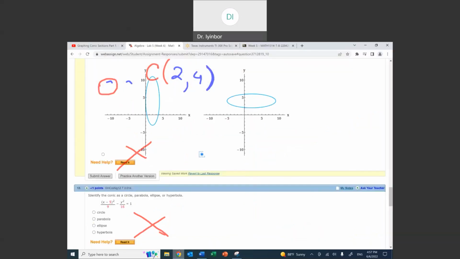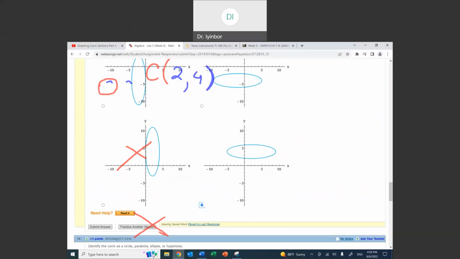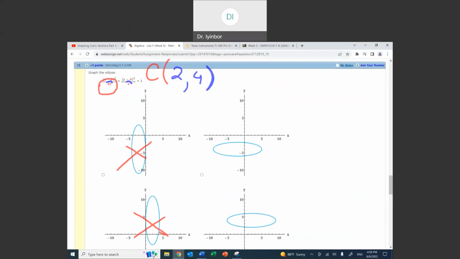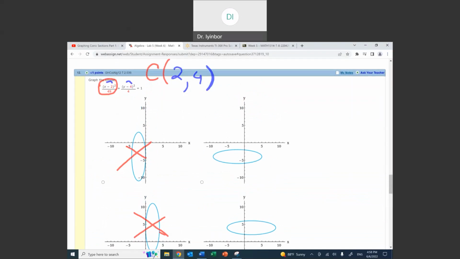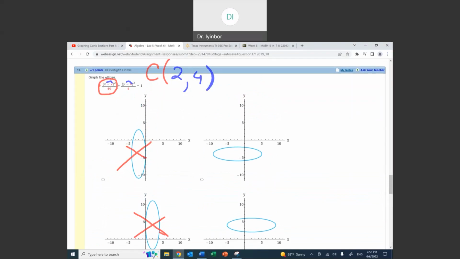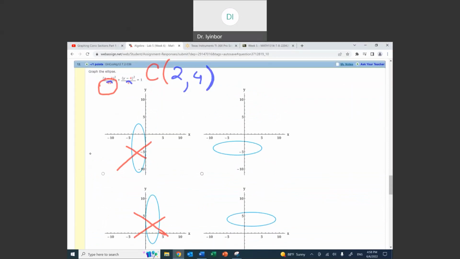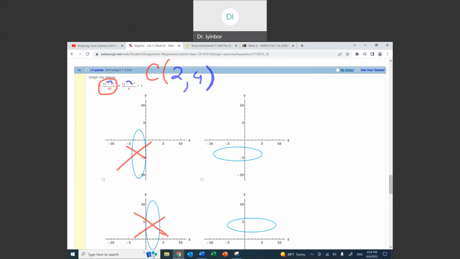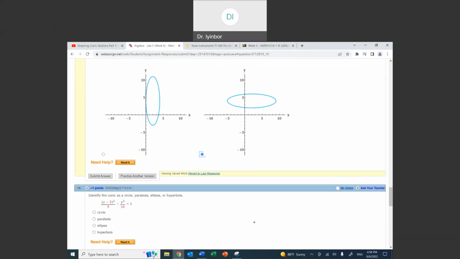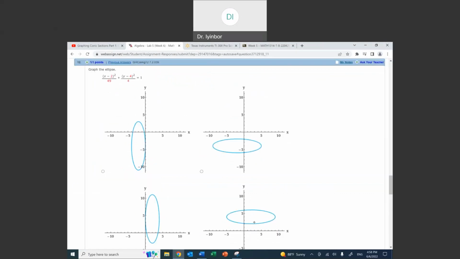And looking at this, which one is going to be my answer? One of those two. The center here is going to be over here somewhere, right? And this point is not 2 and 4. 2 and 4 is in the first quadrant. See the center here, 2 and 4 looks more like this. So this is going to be my answer. And that was the right answer.